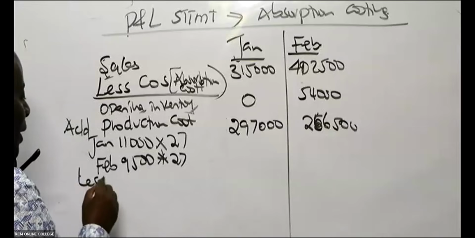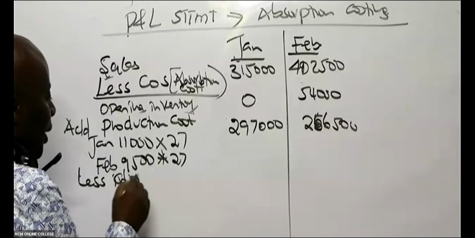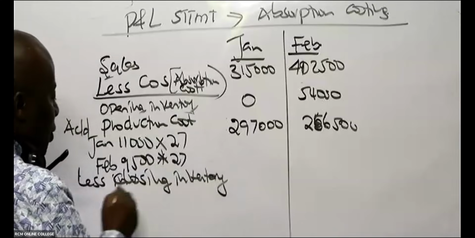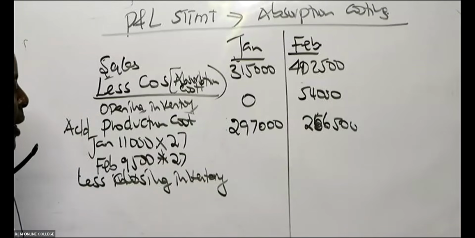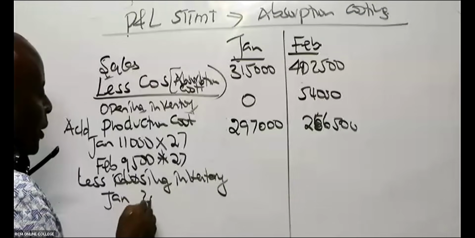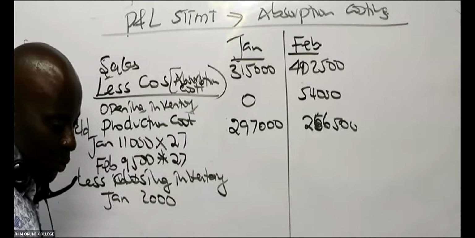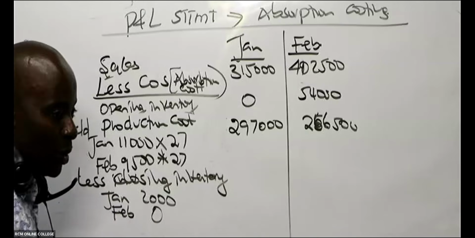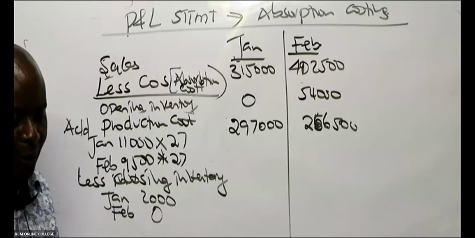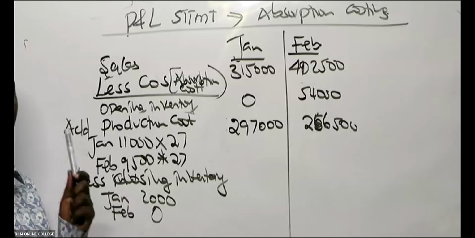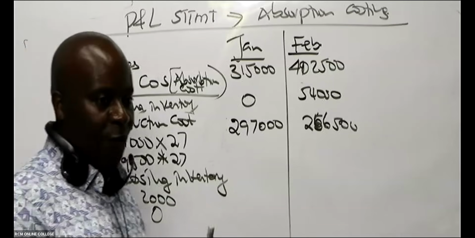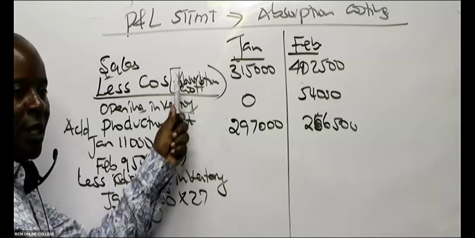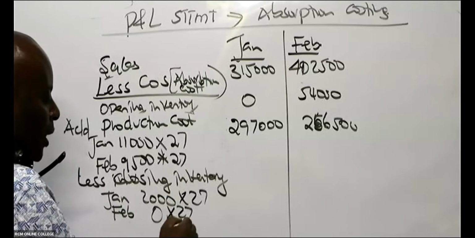And then you come and less what here, somebody? Closing inventory. In the month of January, closing inventory was 2,000. February closing inventory was 0. Remember, inventories are finished goods, so each one of them in this case is 27. We're using absorption costing, isn't it? And this one here will be 27.